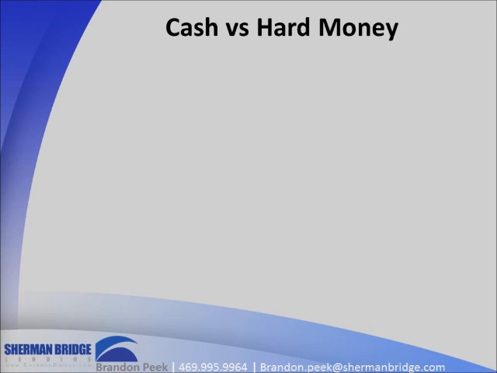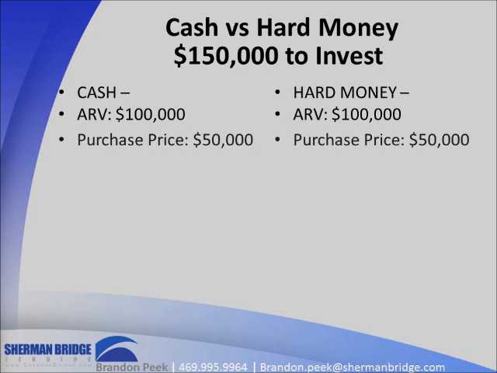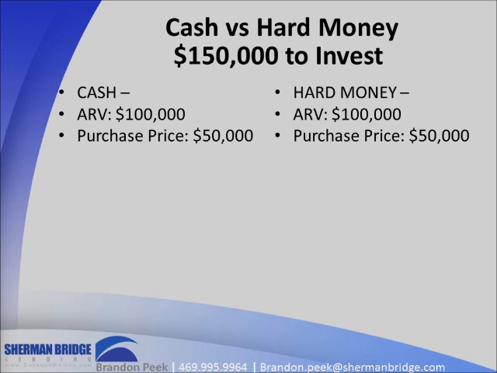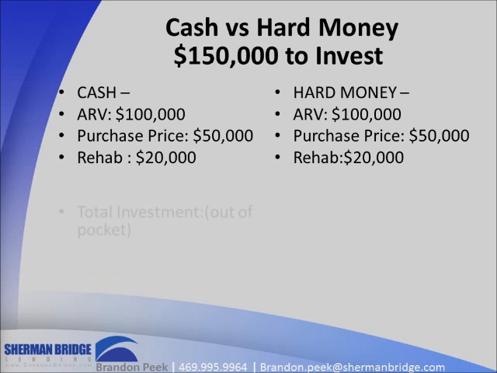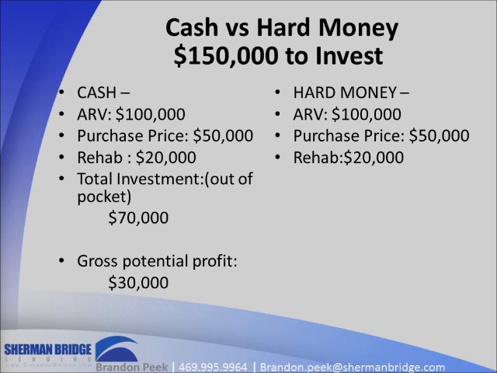Here is our cash versus hard money scenario. Let's say as an investor you have $150,000 to invest. In our cash versus hard money scenario, we're going to compare the same property. The ARV is going to be $100,000, with the purchase price being $50,000 and a rehab cost of $20,000. Now on the cash side, your total investment is going to be $70,000 with a gross potential profit of $30,000.